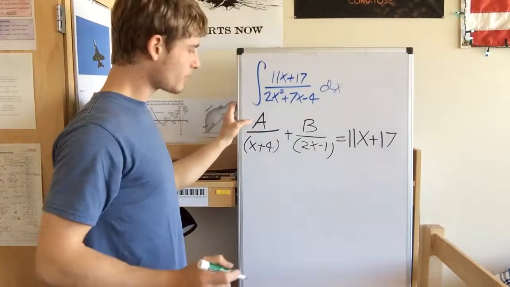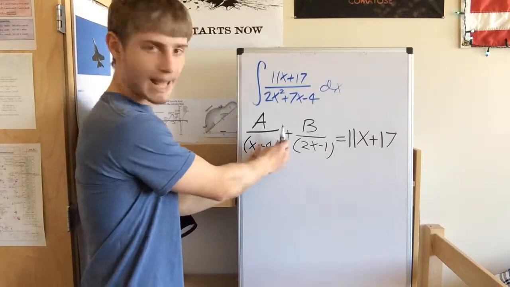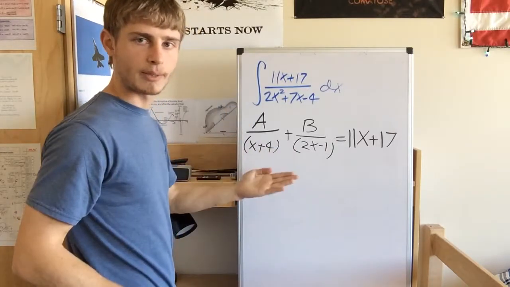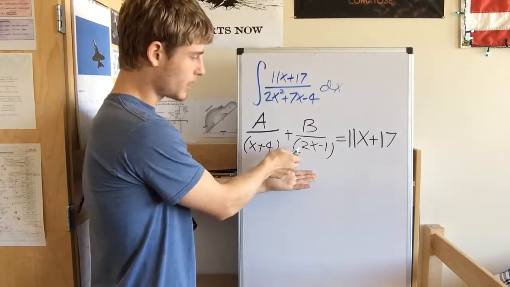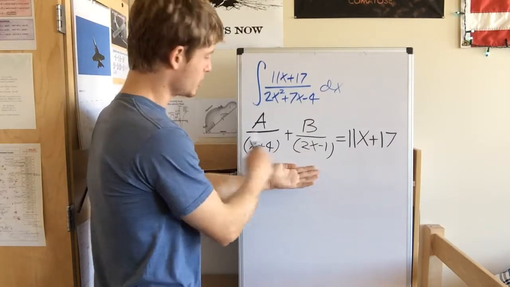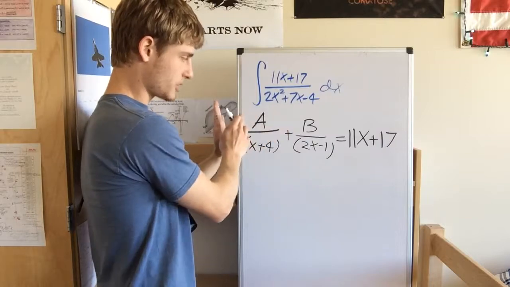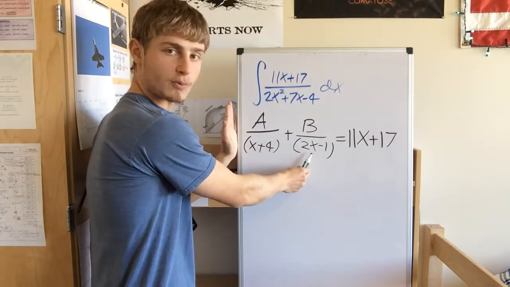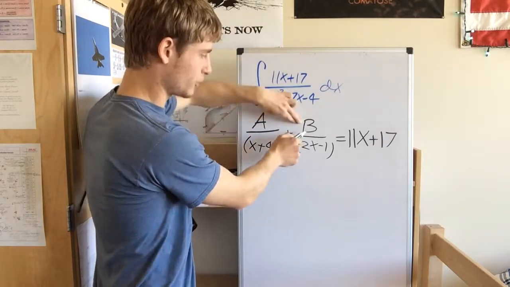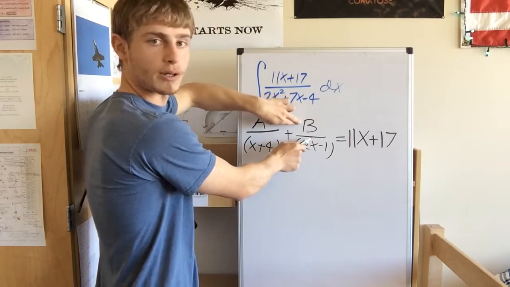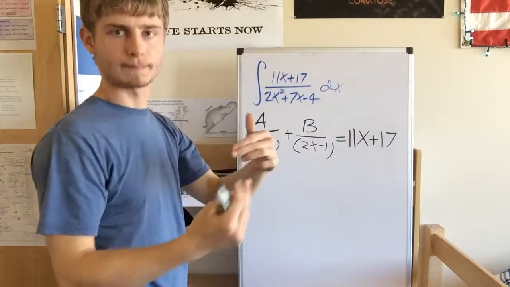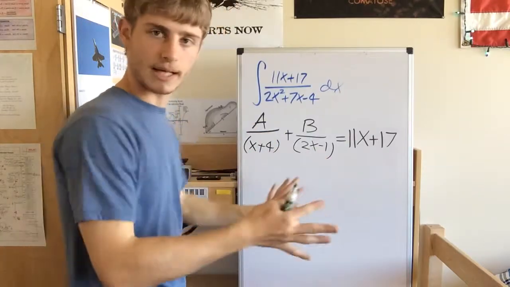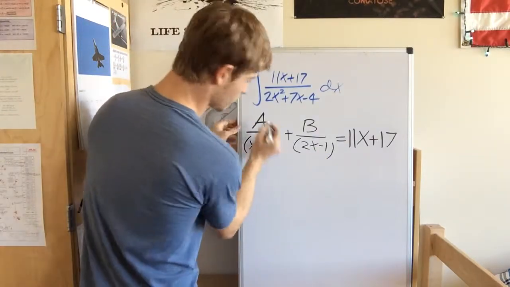But think about what we have to do. Well, if we're going to add these terms, we need to have a common denominator. And that common denominator is going to be x plus 4 times 2x minus 1. So to do that, we're going to multiply this side by 2x minus 1 over 2x minus 1, and we're going to multiply that side by x plus 4 over x plus 4, which is a version of 1 over 1. I'm going to skip the example of that, and I'm just going to cross multiply it.